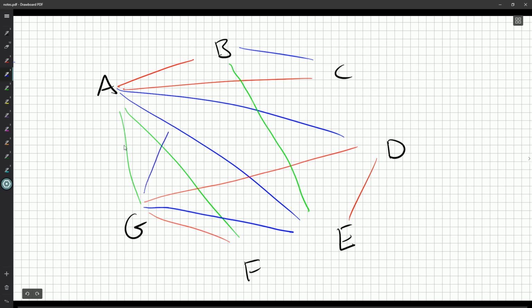Maybe do a blue from G to B, but you'll notice I'm slowly losing track. This is getting more cluttered, so it might be harder to tell. So there I just drew one in because I had A to G was green, A to C was red, and now G to C is blue, but you'll notice B, C, G just became a blue triangle, so I can't do that.